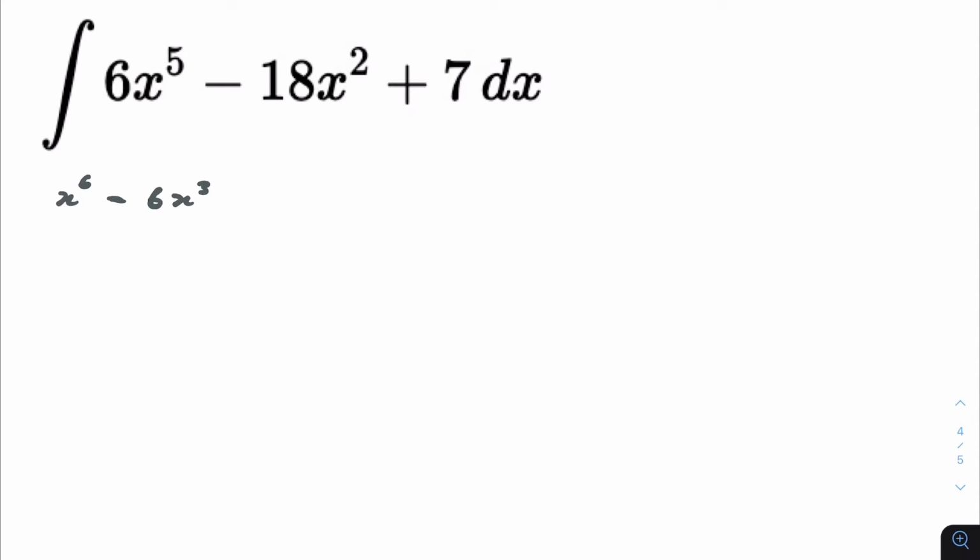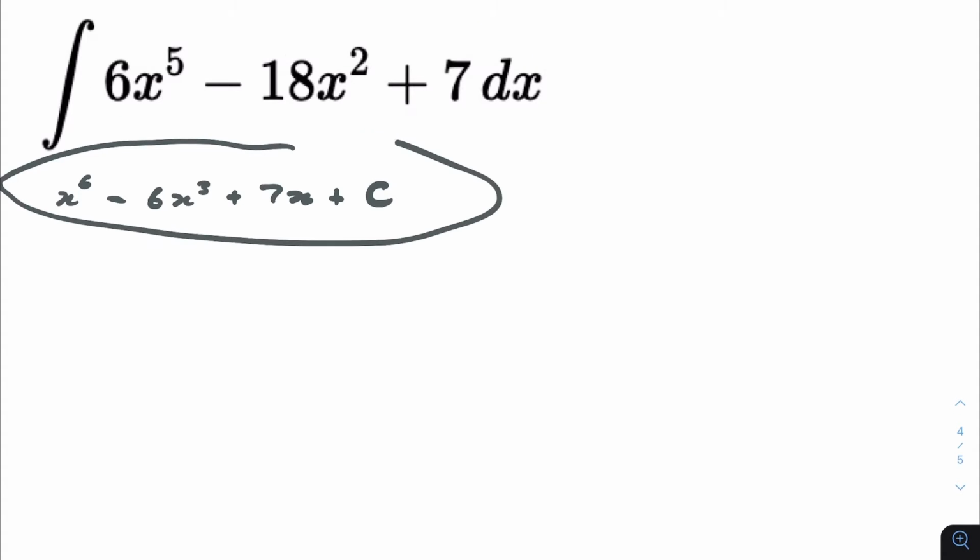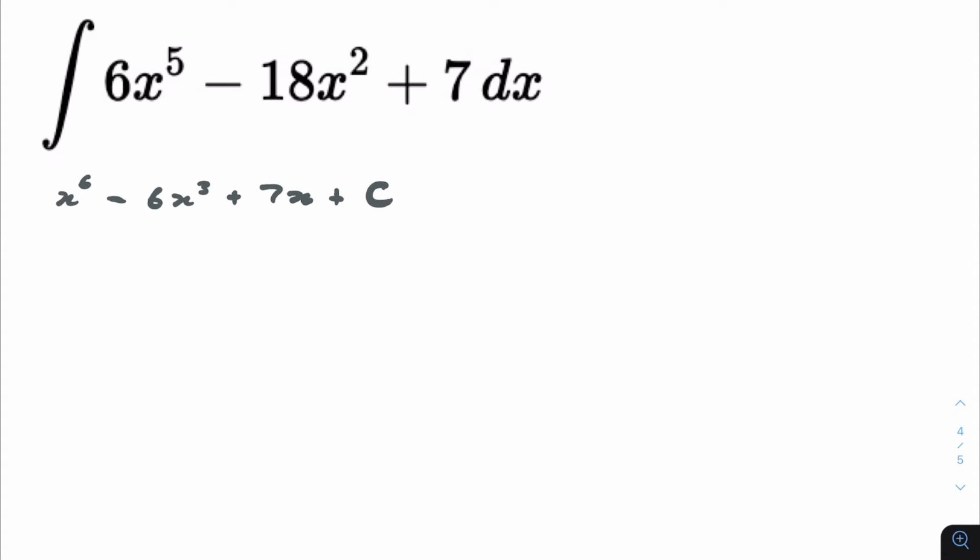Then with 7, obviously the power of x is 0. So you increase that by 1, which gives us 1. And then 7 over 1 is just 7. So it just becomes 7x. And then, of course, we have to remember to add the plus c. Because any constant could be present when you're differentiating this thing, and the constant will immediately go away. So we don't actually know if there's anything else. So that's our first answer.